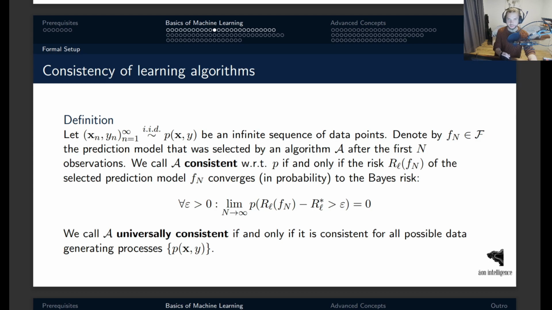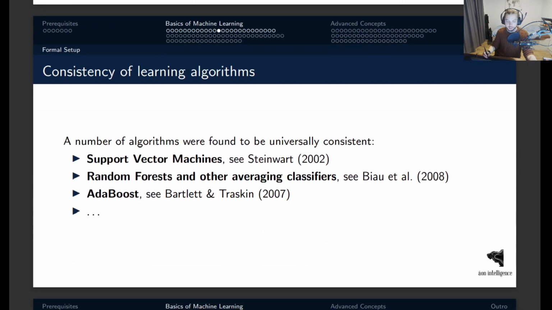Let that sink in. It's nice to see that some algorithms we use in practice are even proven to be universally consistent. One example is the support vector machines, but also random forests and AdaBoost and many, many more were proven to be universally consistent. If you're interested in studying how to construct proofs for universal consistency of a learning algorithm, then you can check out these references, which are also at the end of the presentation.